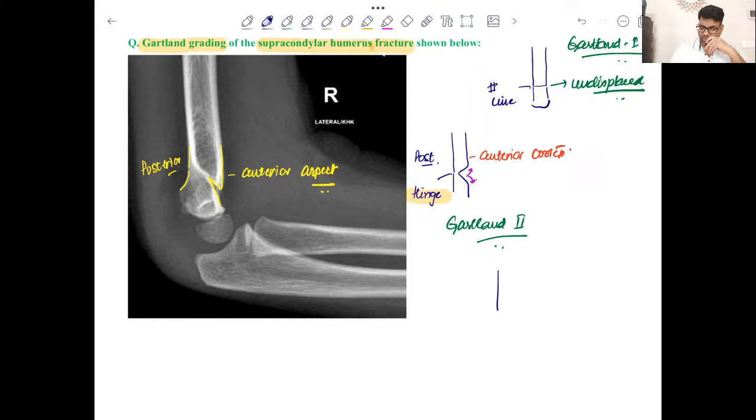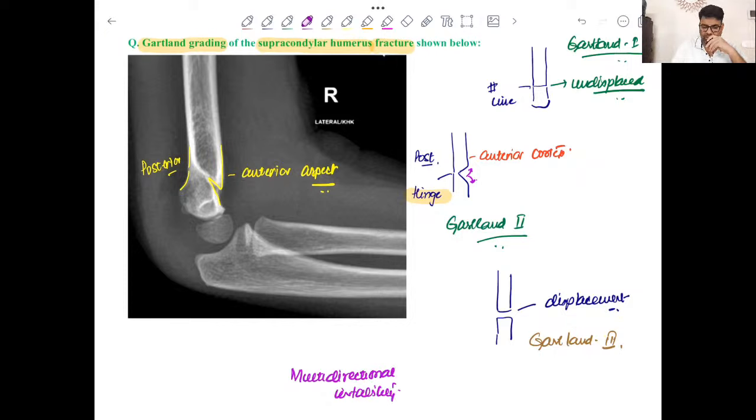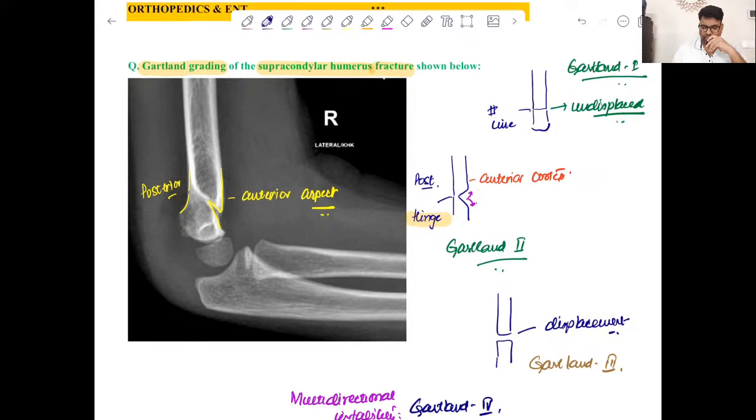Now if both the fragments are clearly separated and you can say there is displacement, this becomes Gartland type 3, right? So this is Gartland type 3. And when there is multi-directional instability, that becomes Gartland type 4. So it is quite easy to identify the first, second and third on a given X-ray, right?